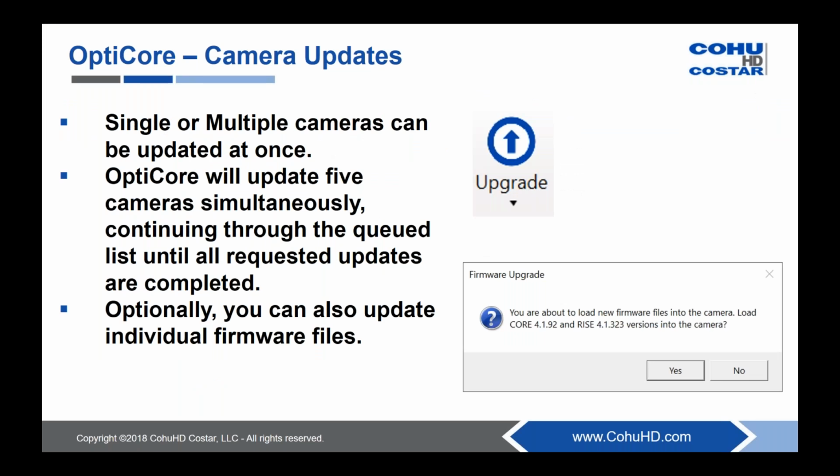All right, here's the reason we're all here, multiple camera updates. So OptiCore makes this process very, very easy. We're going to automatically, once selected, update up to 5 cameras simultaneously. And if you end up creating a queue or a list of updates longer than 5, we'll simply work through them in a round robin. When one completes, we'll add the next one.